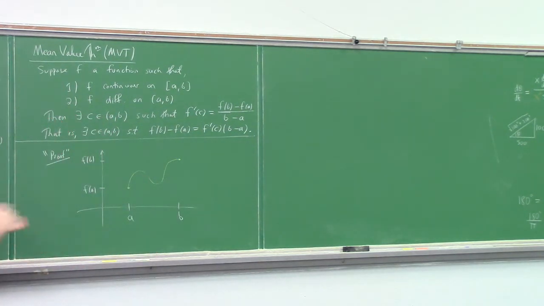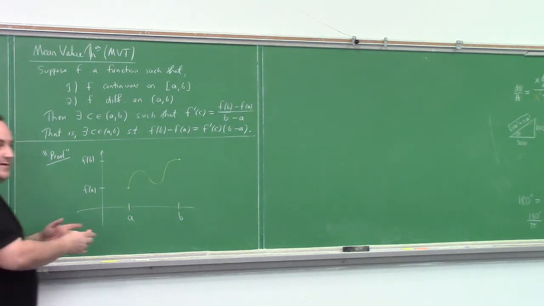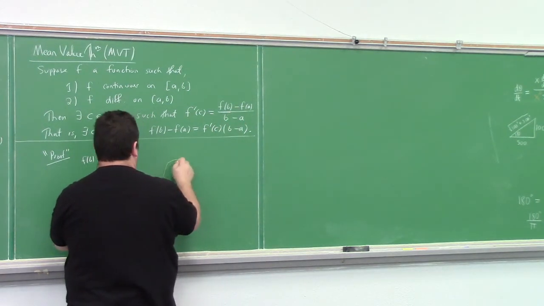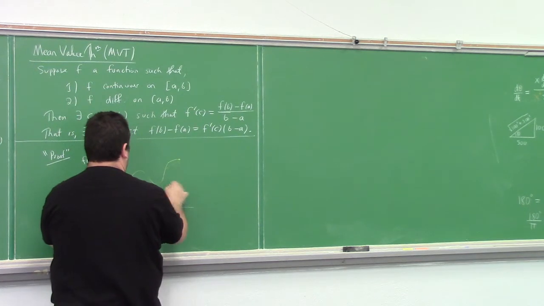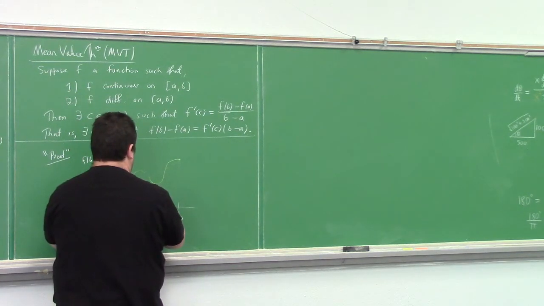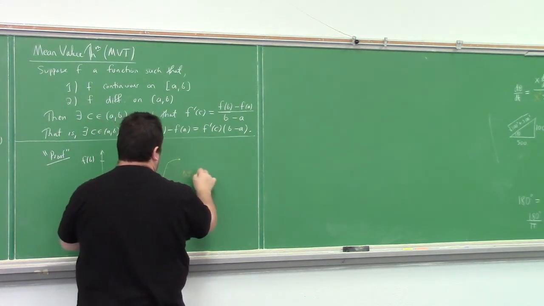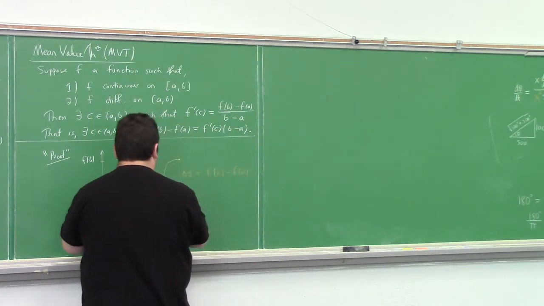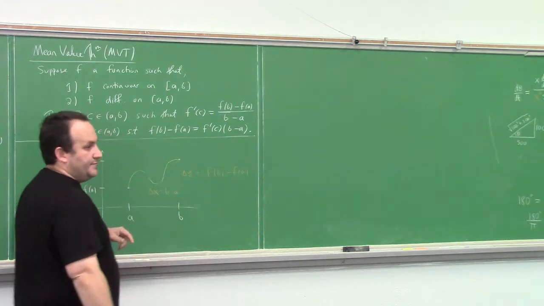So what is f of b minus f of a over b minus a? That is the slope of the secant line for the function, which connects the point a comma f of a to b comma f of b. So this guy is the slope. It's this change in y over this change in x, right? Okay.